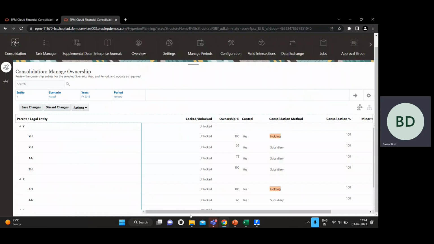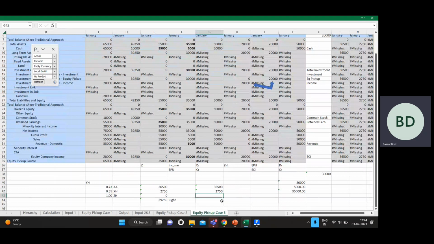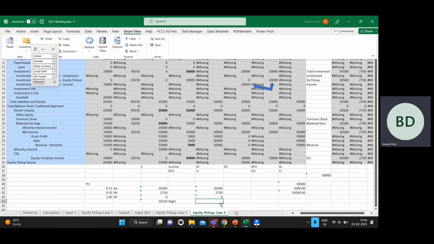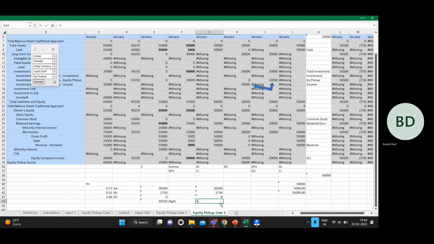But if we had inputted figures in ZH, then it would take 100% of it. But we don't have figures for now in ZH to explain that. That's why I took zero figures, and 0 into 100%, or 1, comes to 0. And the sum will be 39,250. So let's see whether we are getting the right figures or not.